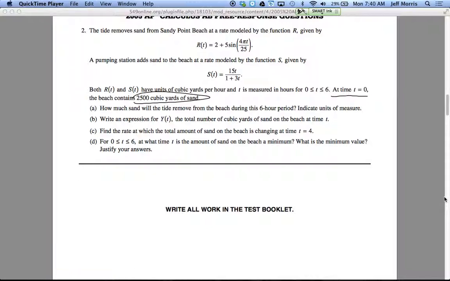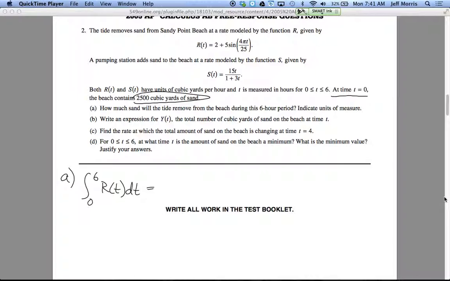Okay. So how much sand will the tide remove from the beach during the 6-hour period? How do you set up part A? Yeah, definite integral from what? 0 to 6. R of t dt. I don't know if that's 2 or 1 point, but it's definitely 1 point. And you do not need to write the equation. Why? Yeah, you're kind of good. Because they gave you a label.